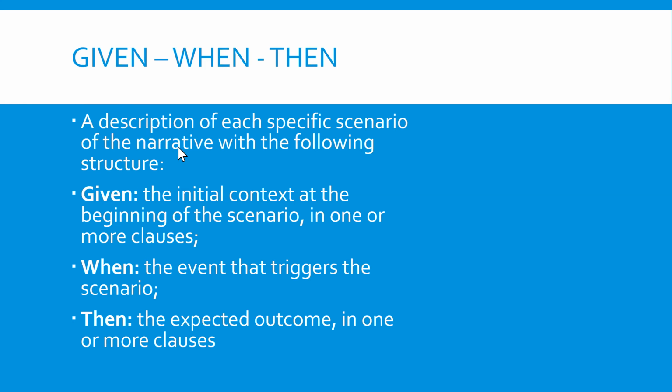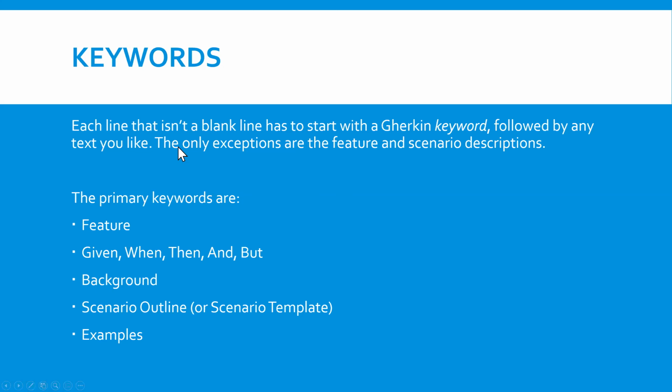Okay. In BDD, because we are going to be using it a lot, there are keywords that you need to use. The primary keywords are Feature, which I'm going to explain, and Given, When, Then, And, But. And you have Background, Scenario Outline, and Examples. We're going to look into these, and I'm going to give you examples of how they are used.